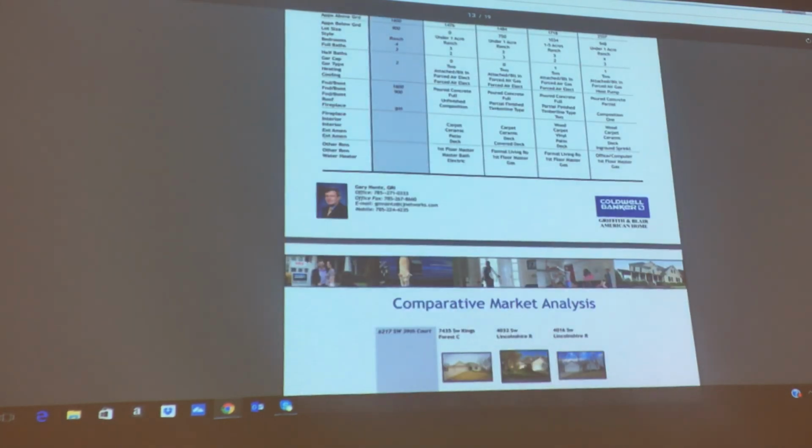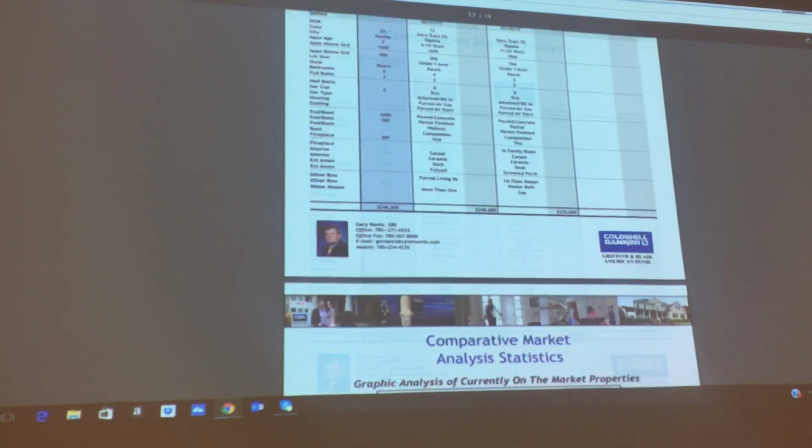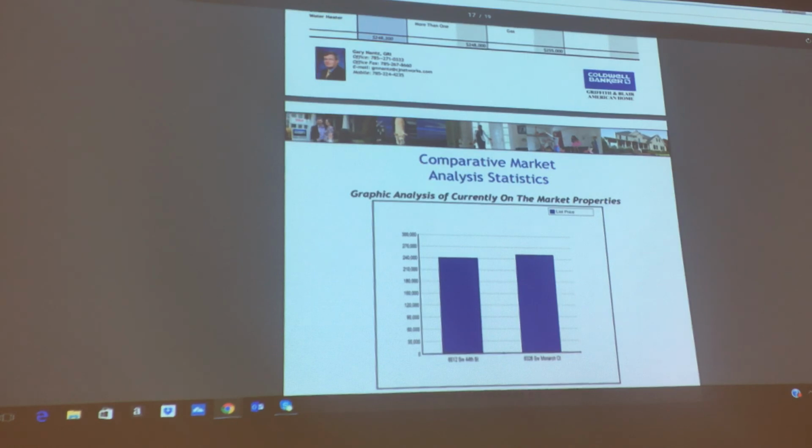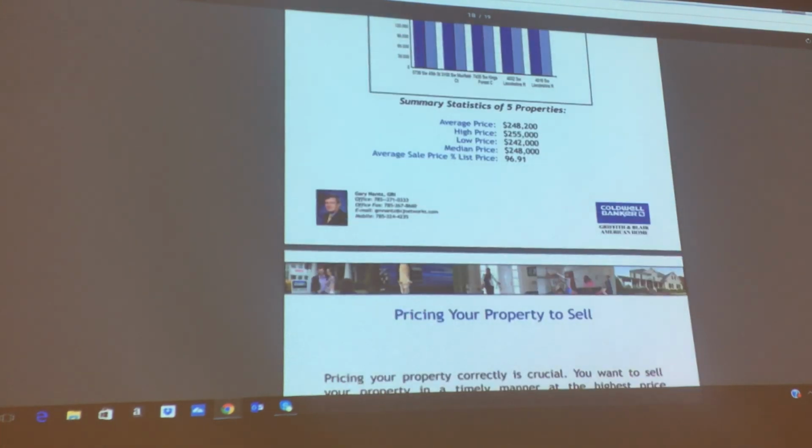And then through the comparative market analysis, it goes through all the data. Again, the market analysis, a graphic analysis of properties currently on the market, how long they've been in the price range, and an analysis of sold properties, list prices, sold price. It gives you an idea of the comparative analysis of list to sale pricing.